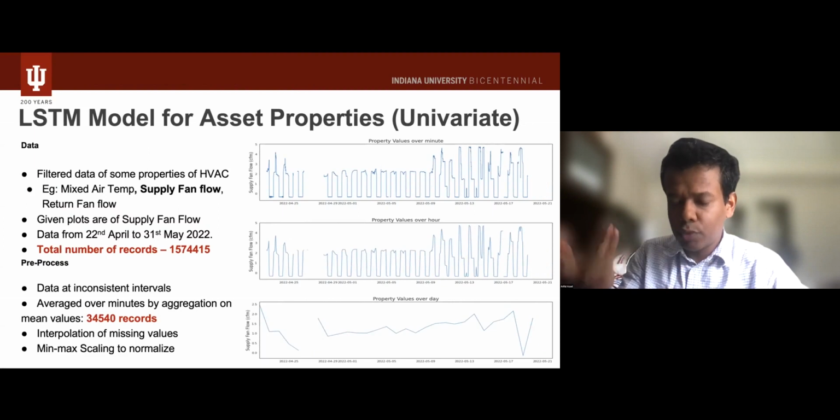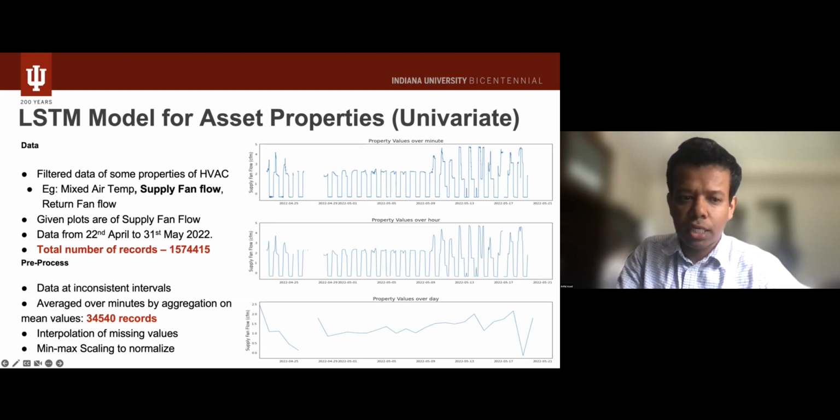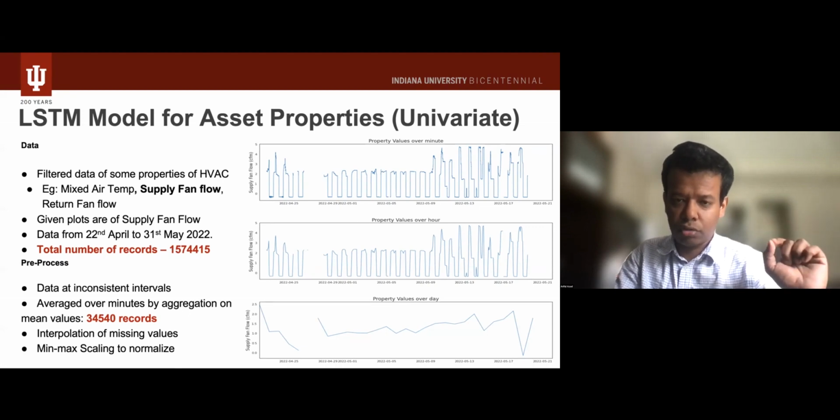So here is one particular example. We can analyze any time series, but here is an example for supply fan flow data from an HVAC unit. For this data, we are using data from 22nd April to 31st May 2022. That means we have around 1.5 million records.